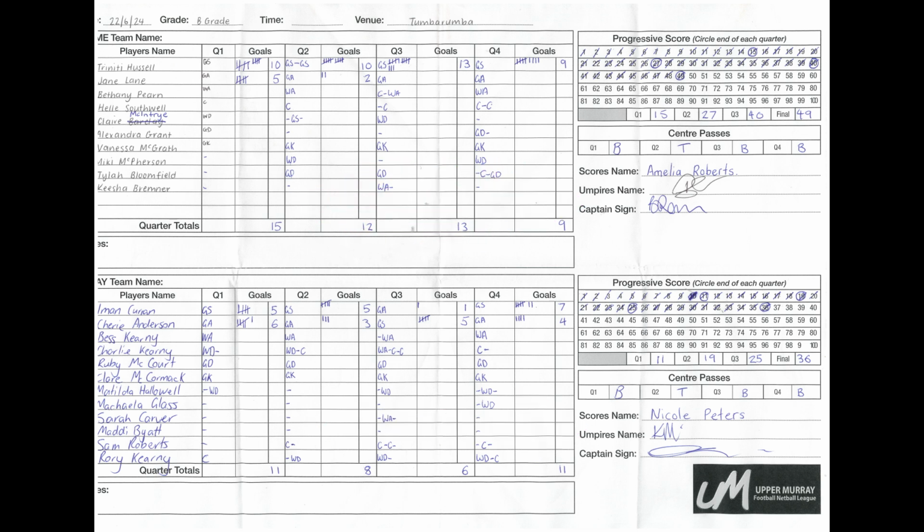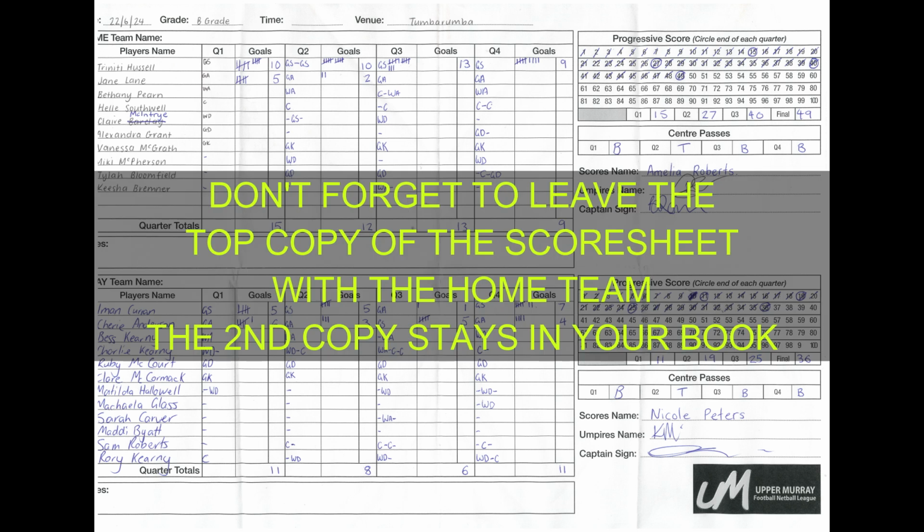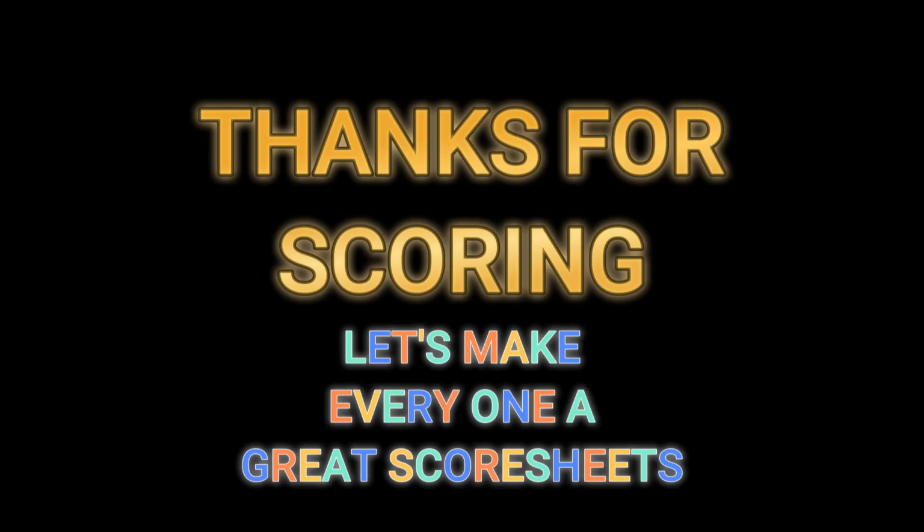If you're feeling really nice, once everything's signed and done, you could tear out the top copy of the score sheet and leave it for the home team to collect. There should always be 1 copy left in the scorebook and 1 copy left with the home team every single week. And that's it. Hopefully you can make a great score sheet.